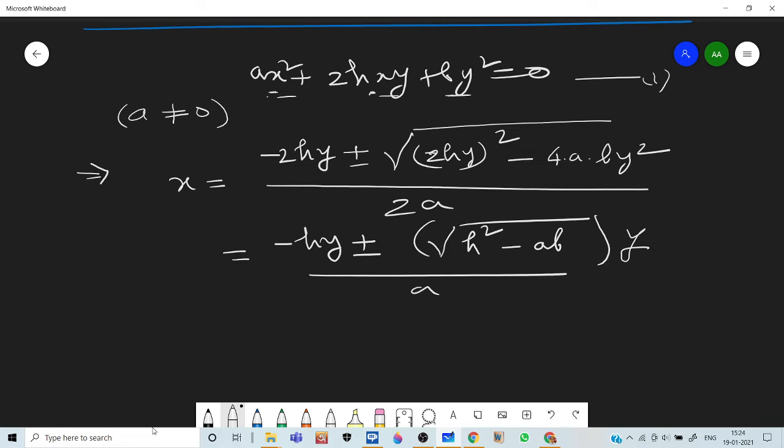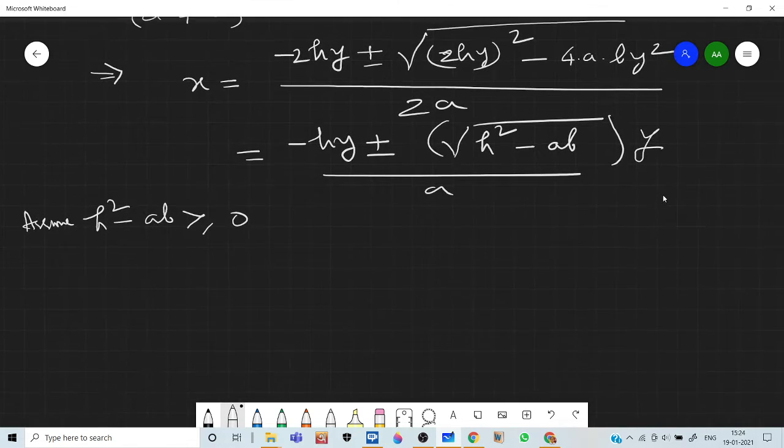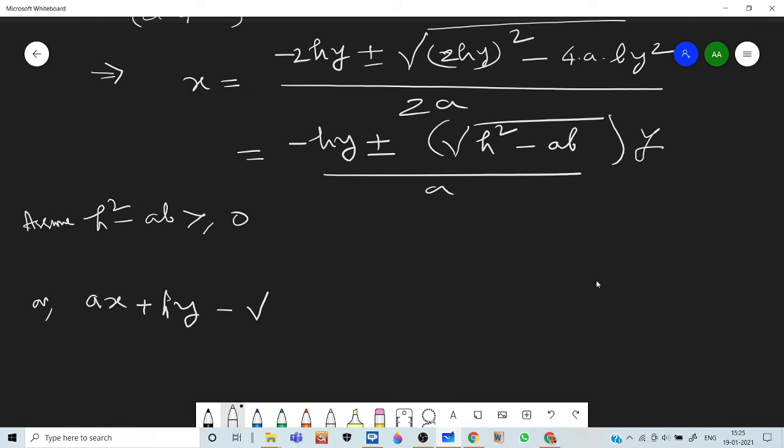Now, for real values of x, we assume here that h square minus ab is greater than or equal to 0. Then, multiplying by a, we get ax equal to minus hy plus or minus the root of h square minus ab into y.